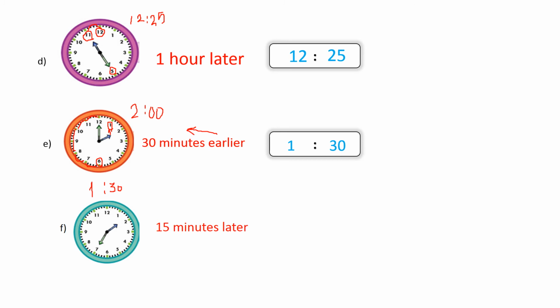Now he wants 15 minutes later, so we're going forward 15 minutes. So 5, 10, 15. So it will be at 10. When it's at 10, how many minutes will it be? 50. And the short hand here is between 1 and 2, so we're gonna take the smaller, it's 1. So the time will be 1:50.